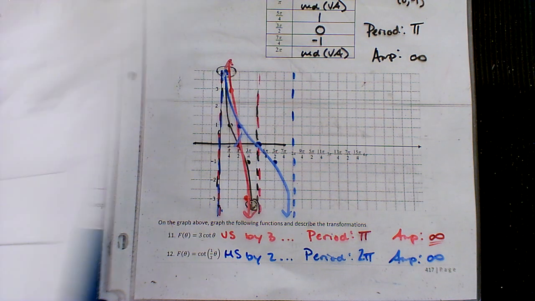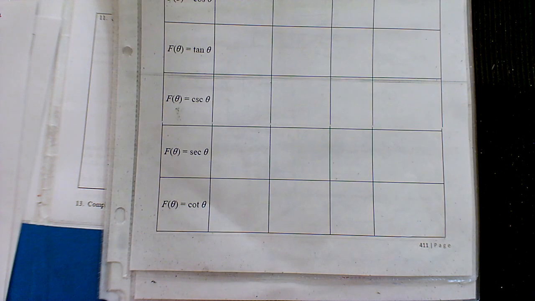All right, we're going to wrap up these graphs by filling in our last row for cotangent on page 411. Well, no, not quite. We still have two more sections to go over, so we're almost done. But this is the last for graphs.